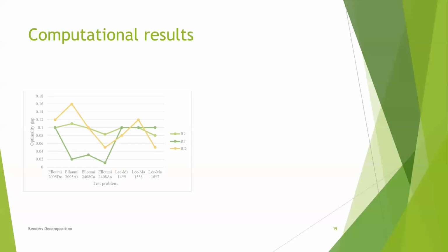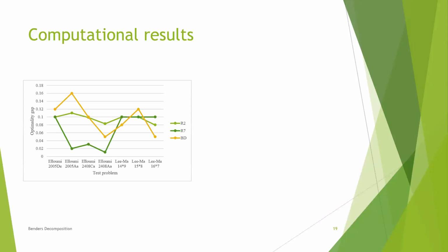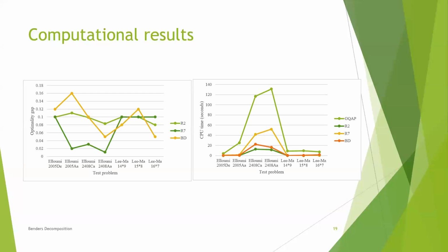In our computational results, we compare the optimality gap and the CPU time for the Benders decomposition and some other reformulation models, and we can see that the Benders decomposition is faster than the majority of the reformulation techniques, and it also provides a better optimality gap in the majority of cases.